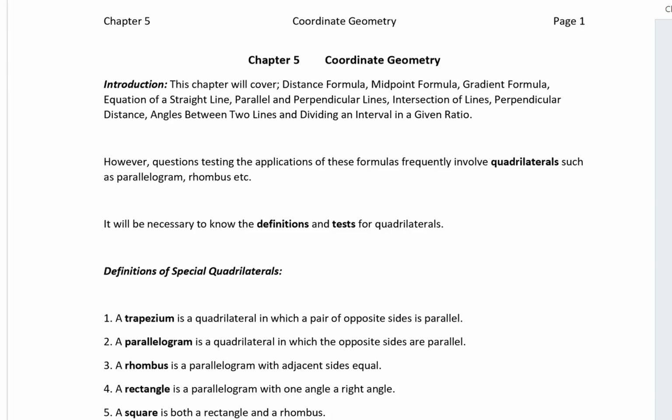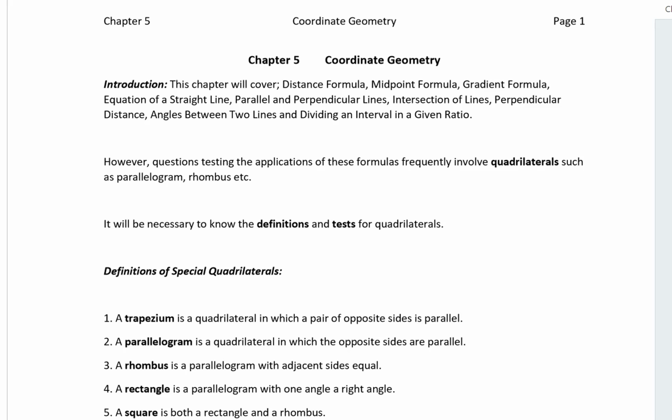I'm fairly confident that most of Chapter 5 you will find is revision. There's really only one concept that we include in this chapter that is exclusive to Extension 1, and it is possibly a concept you haven't seen before. But really, it's just an extension of the midpoint formula. But we'll see that when we come to it.